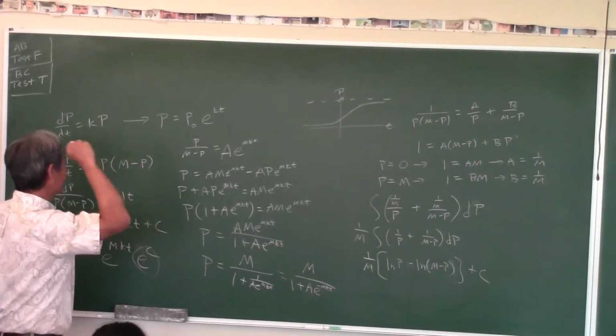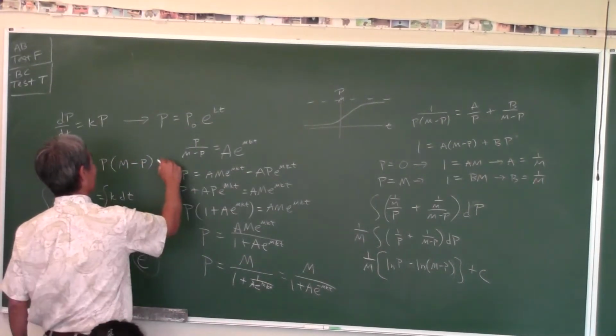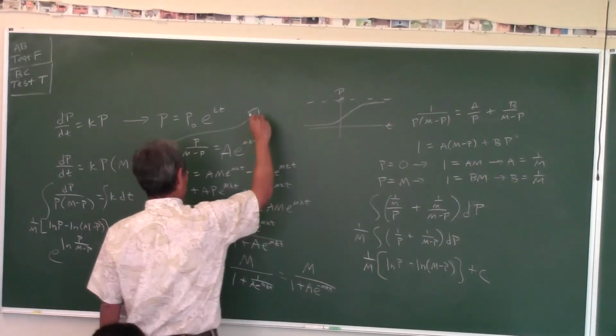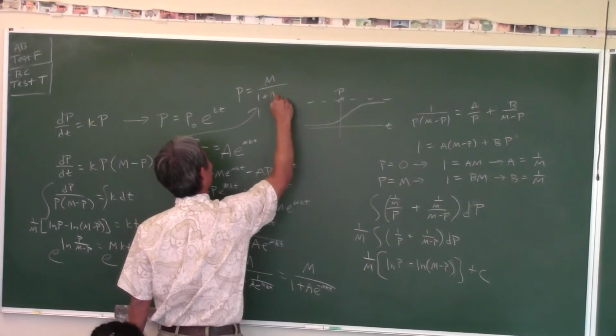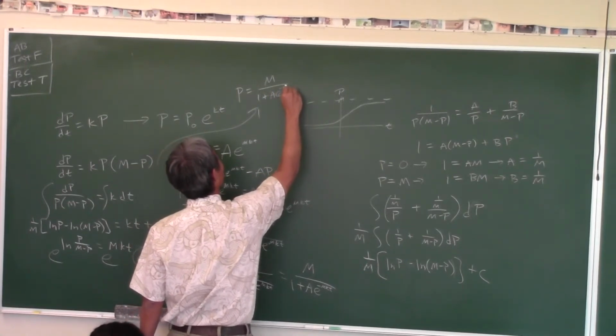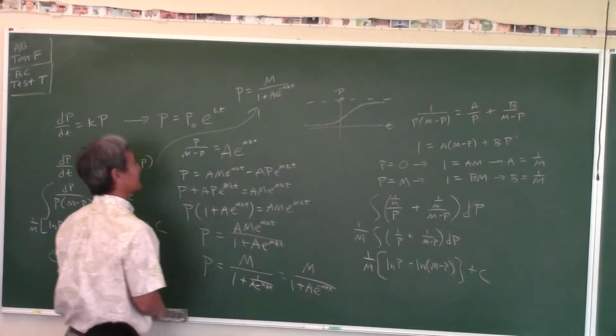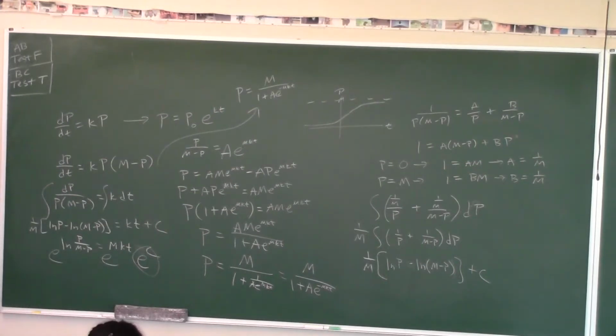So from this day forward, whenever you see this differential equation, kaboom! Bam. The solution is P equals M all over 1 plus A e to the negative MKT. Alright, just reinvent the wheel. You're going to reinvent the wheel, really?